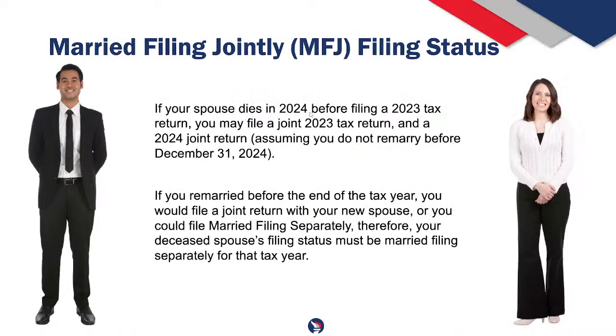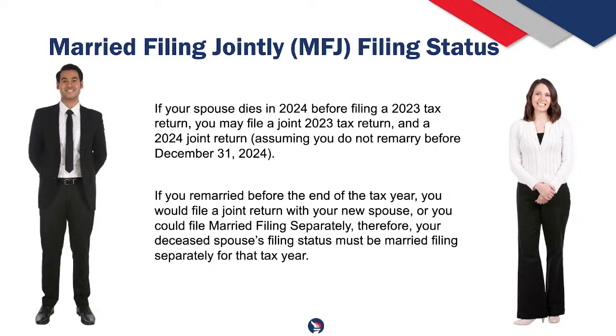If your spouse dies in 2024, or whatever tax year you're dealing with, before filing a 23 tax return, you may file a joint 23 tax return and a joint 24 tax return. This happens a little bit more often than one would think. I even just did one last year. The spouse died in January. She came in late February to file the taxes.